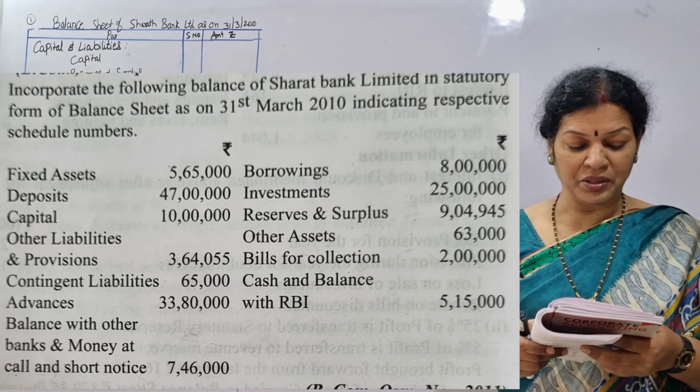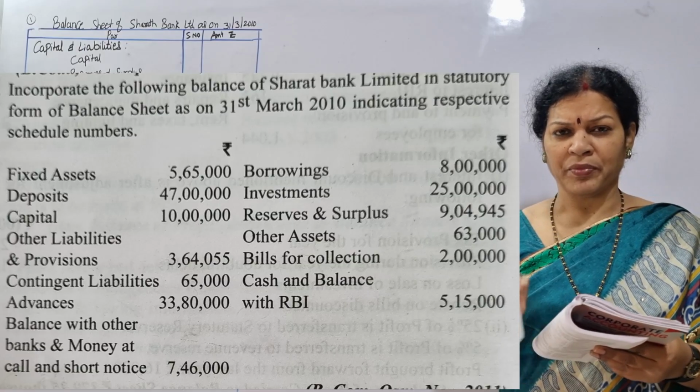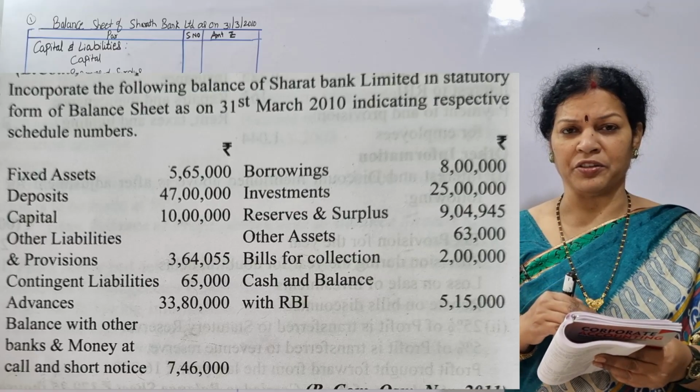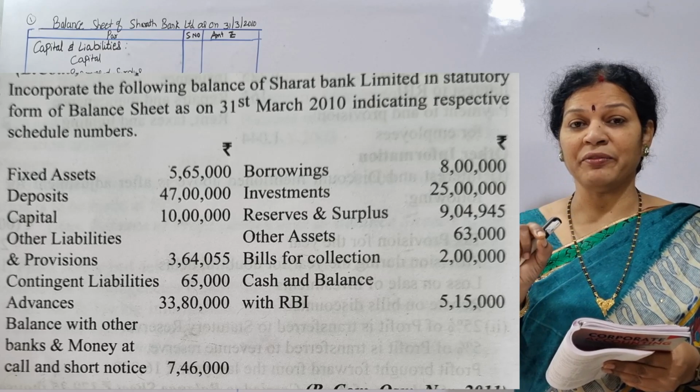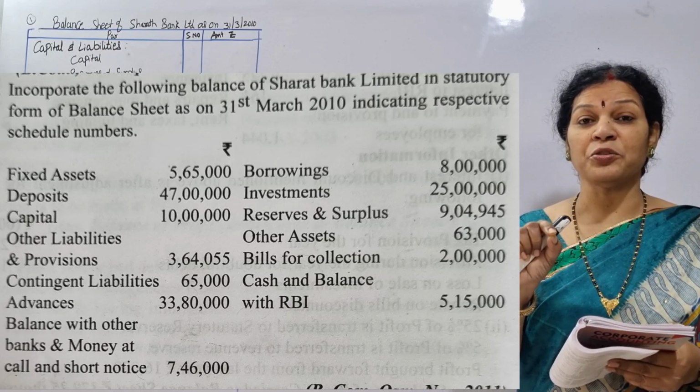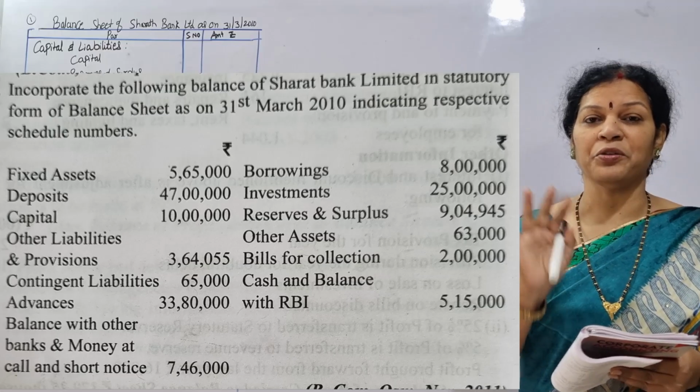So what is given to us? Few information. That information is related to the balance sheet. What do we have to do? We have to identify each and every item, where it comes. So what is the schedule number of each and every item? That you have to identify.